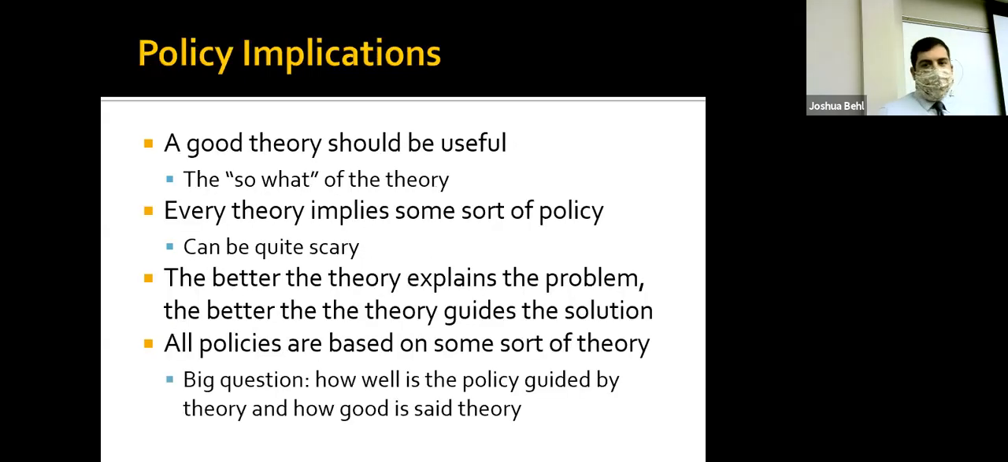And then finally, policy implications, right? A good theory should be useful in some capacity, right? And so what of the theory? Great. Now we know why people commit crime. What do we do about it, right? The better the theory explains the problem, the better the theory guides the solution also. However, the real question becomes, how well is the policy guided by the theory, and then how good is the theory? So we have a great theory, but if the policy is sketchy, right?